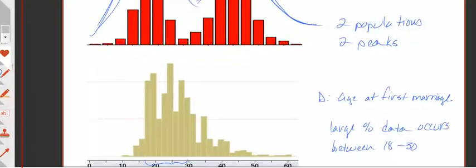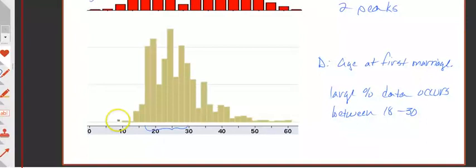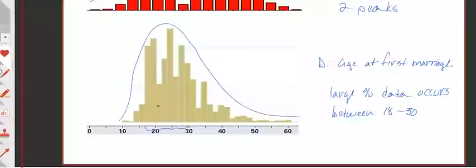And then this last picture. I've got some data. If I drew a nice smooth curve over it, I would see that it looks kind of right skewed. There's a peak here that's occurring like between maybe 18 and 30, where a large amount of my data occurs. And the only last one to pick is the age at first marriage. So this would match with D, because just think about it. Age at first marriage. I would expect there to be a large majority of my data around, in this case, like the 18 to 30-year-old category.